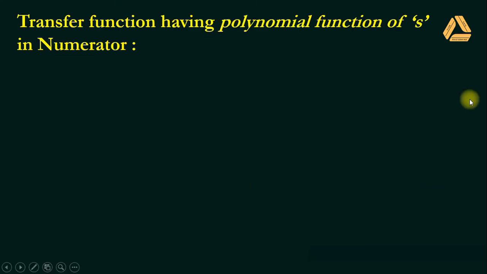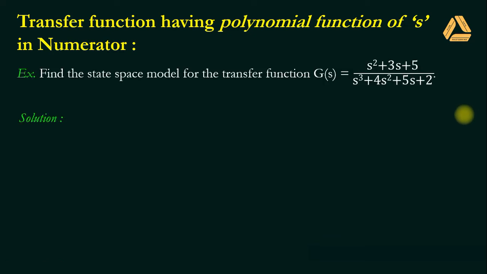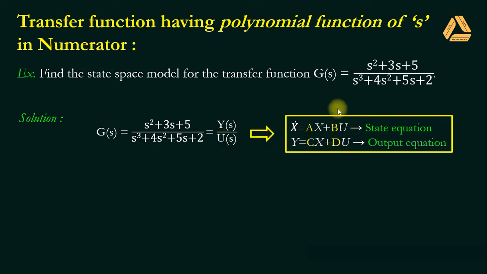Transfer function having polynomial function of s in the numerator. So consider this problem with G of s equal to s square plus 3s plus 5 divided by s cube plus 4s square plus 5s plus 2. I'm just going to transform the transfer function approach to the state space model. Here I'm going to represent it in state equation and output equation, and extract the A matrix, B matrix, C matrix and D matrix.